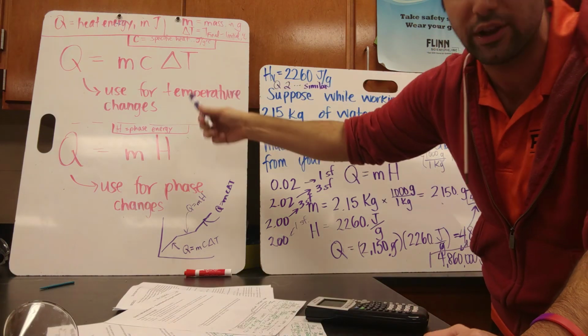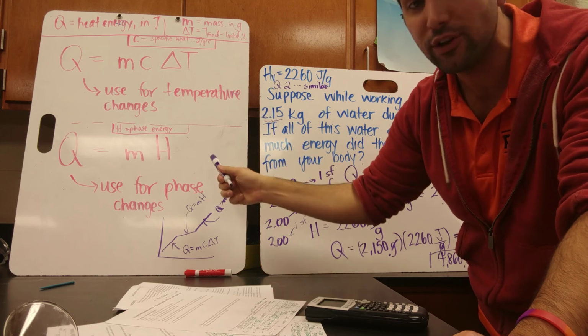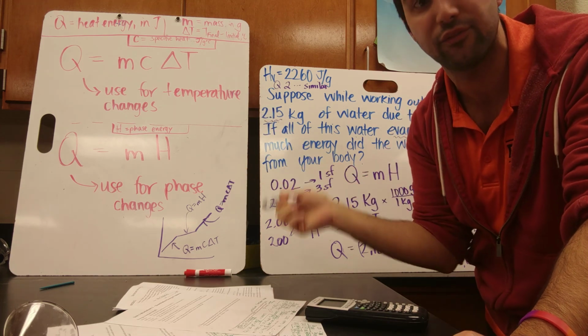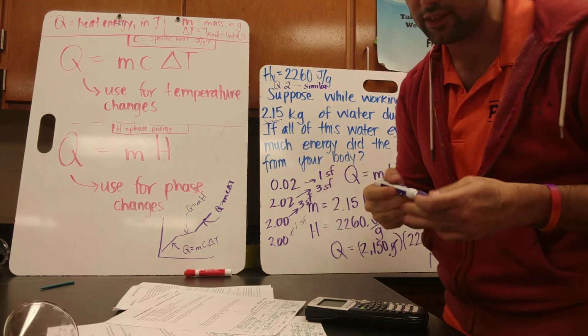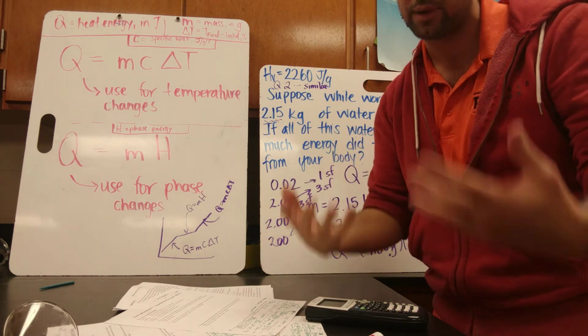Overall, make sure you know when to use Q equals MC delta T. That's if I have a temperature change. Know when to use Q equals MH. That's when I have a phase change. Hopefully this video was also helpful. Make sure you use it to your advantage, because we're going to be having a quiz soon.